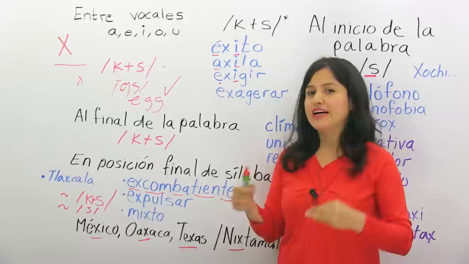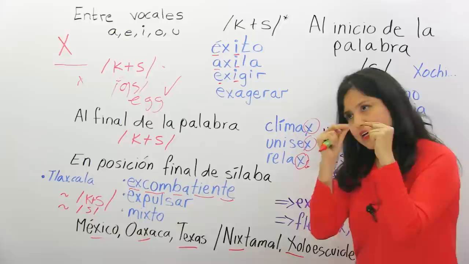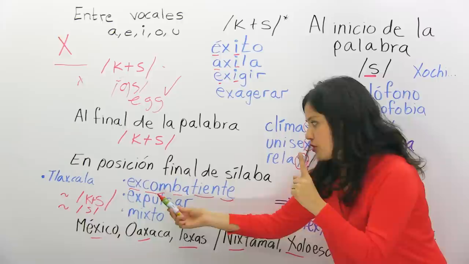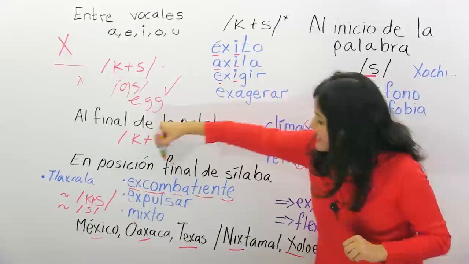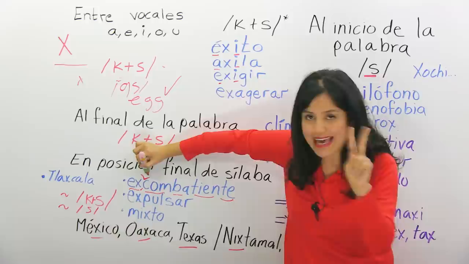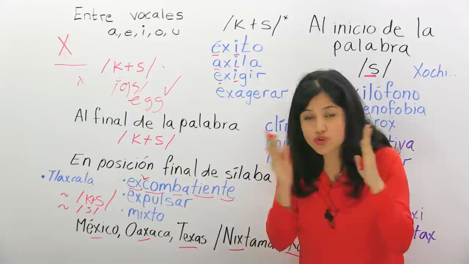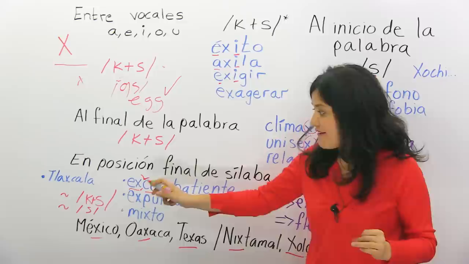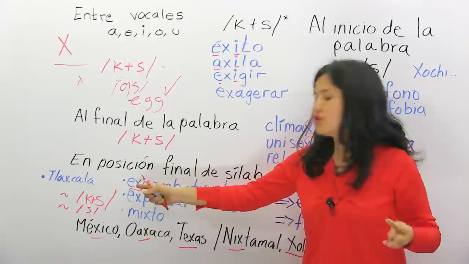But here I'm going to give you a quick introduction. Ex, com, ba, tiente. Five syllables. But it says en posición final de sílaba. That means the first syllable has an X because here you're going to have two consonants. Two consonants in Spanish cannot be one syllable. They split. In a syllable, two consonants do not get along. They hate each other. They've got to separate, right? So you have here two consonants. You have to separate them. So then you're going to get the sound X.